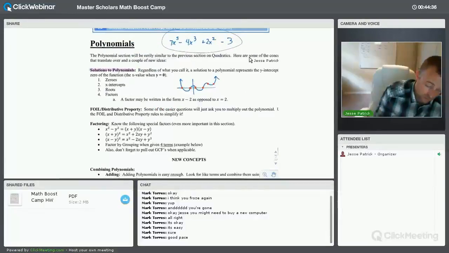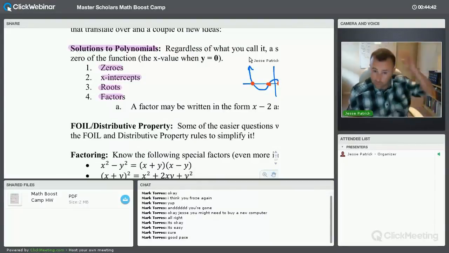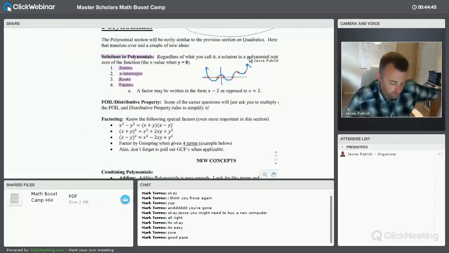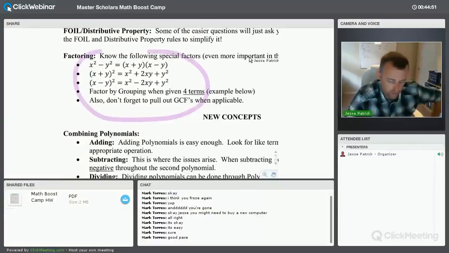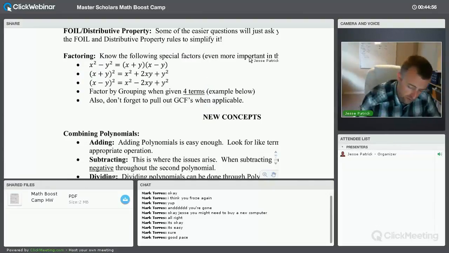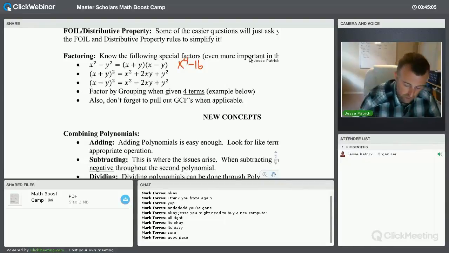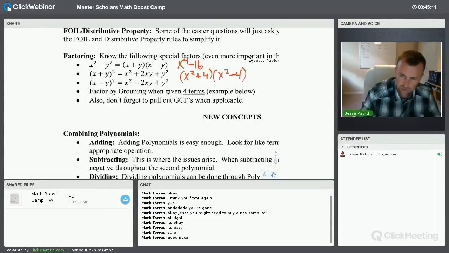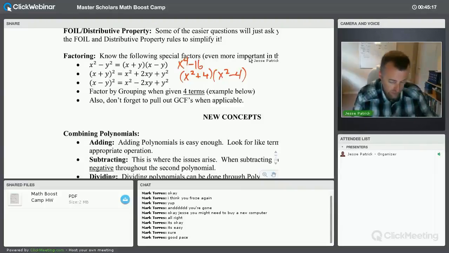But anyway, the solutions of polynomials will be called the same things as quadratics, because they basically are the same things. They can be zeros, x-intercepts, roots, factors, and so on. Factoring, again, a lot of the rules are the same. You may say, how can I use the same factoring rules? You'll see. Because instead of saying x squared minus y squared, they may say x to the 4th minus 16. It's a 4th degree polynomial. It's not quadratic. But x to the 4th is a perfect square. That'd be x squared plus 4, x squared minus 4. So like I said, you'll see some of these concepts can still apply. Same thing with perfect square factors and such. So we'll go through that.